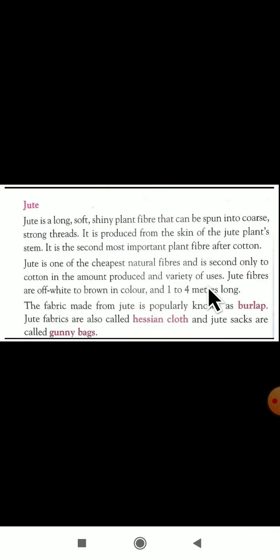How do we get jute? They take the skin of the jute plant, so it is obtained from the stem part. It is the second most important plant fiber after cotton. As I have already told you in the previous class, cotton is the first important plant fiber, and in second place there is jute.